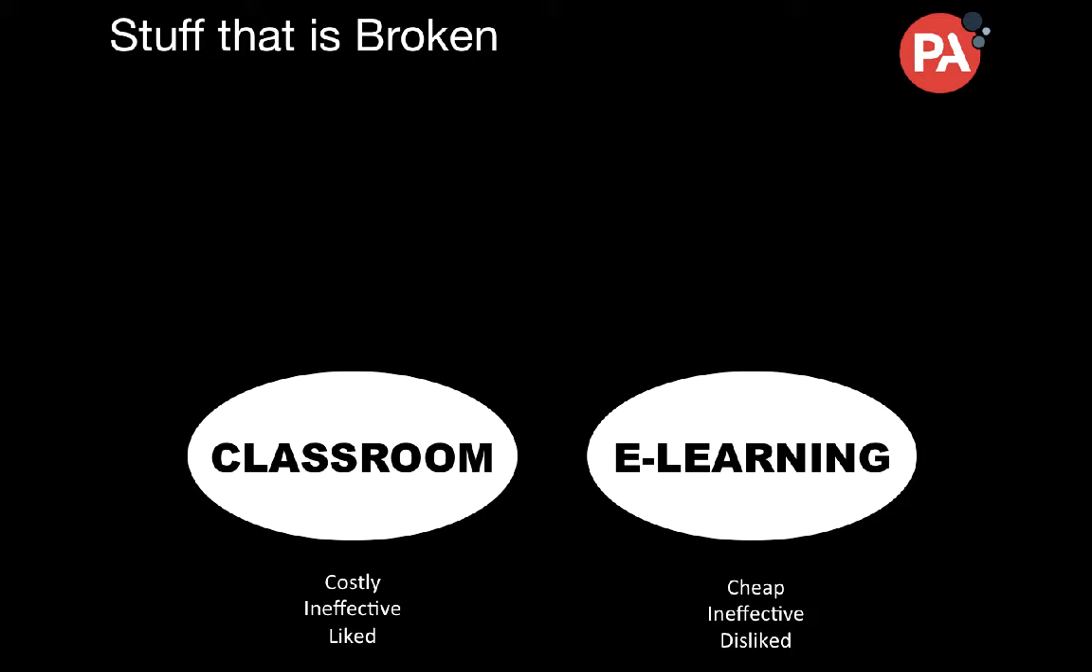So you might actually just use trial and error, you might just do things, or you might look things up, Google or YouTube. So classroom and e-learning are two things that are broken. They're broken for organisations, they're not working.